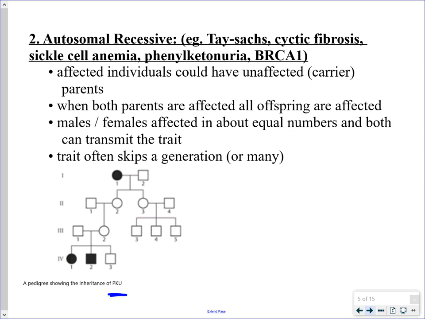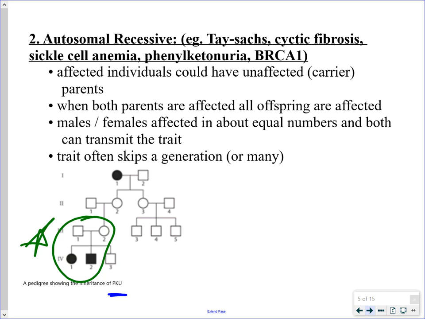In the previous example, we saw that affected parents can have an unaffected child. This one is the opposite because we can see that unaffected parents are having children that are affected. So that's going to be a big clue that this condition is autosomal recessive, meaning that the parents are not affected, but they are carriers and they can pass that condition on to their children.